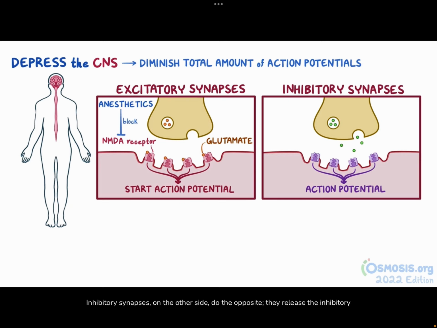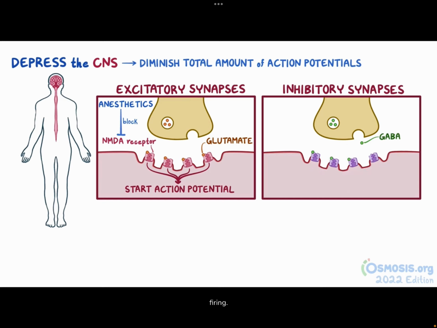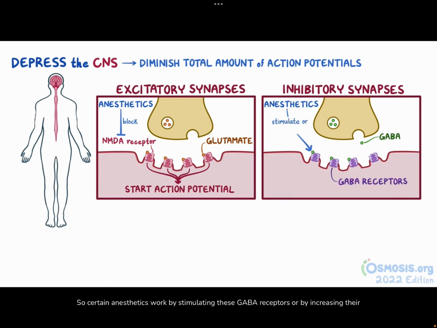Inhibitory synapses, on the other side, do the opposite. They release the inhibitory neurotransmitter called GABA, which binds to the postsynaptic neuron and keeps it from firing. So, certain anesthetics work by stimulating these GABA receptors or by increasing their sensitivity to GABA.